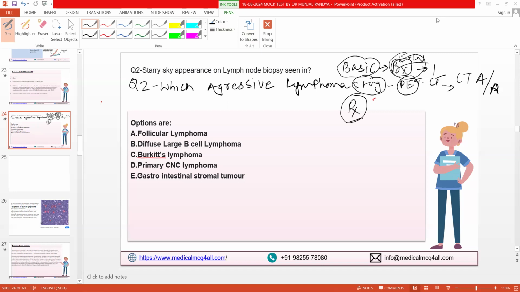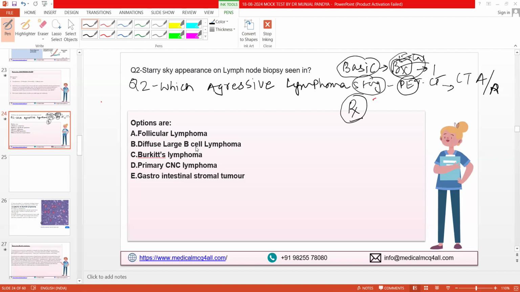Question comes in your exam. Which of the following lymphoma is the most aggressive lymphoma? These are the options. Diffuse large B cell. Fine. So this is absolutely the wrong answer. Large B cell lymphoma is not among this list. We are talking about this list.